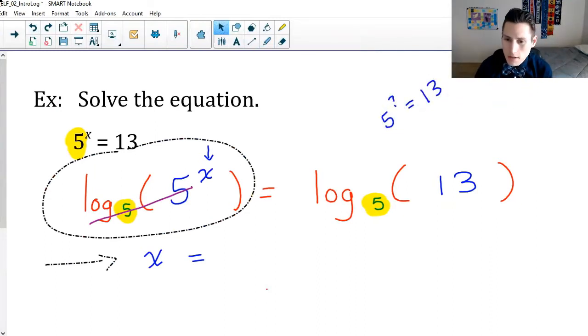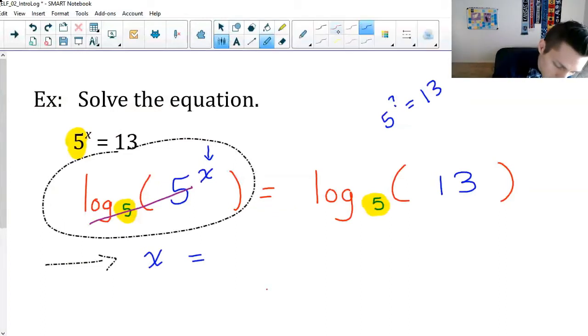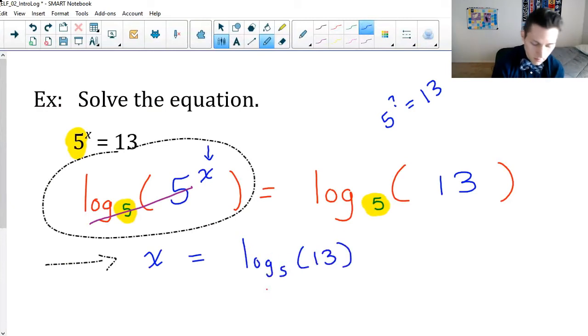Five to what power is 13? Well, I definitely don't know what that is. 5 squared is already 25, so there's no nice number here. It'll be some decimal or fraction. So never mind. I can't do it in my head, but I do always want to check to make sure that it's not something easier, instead of having to write log base 5 of 13. If there's a better, simpler answer, then I'd like to write that instead. But in this case, we don't have that.